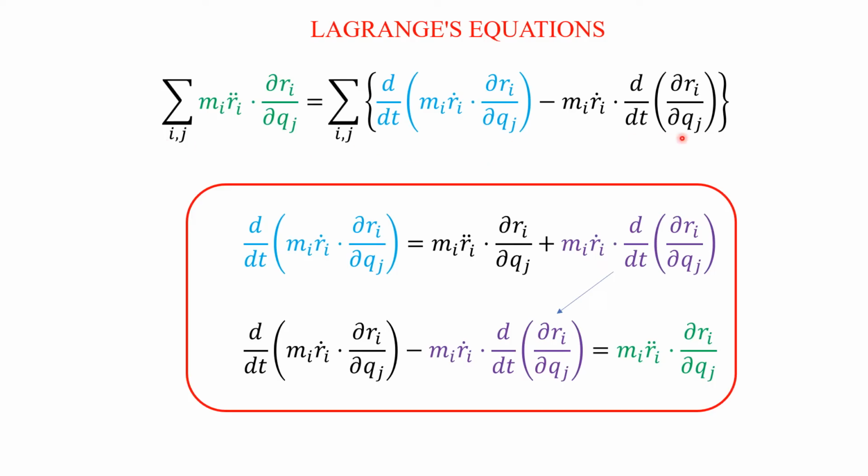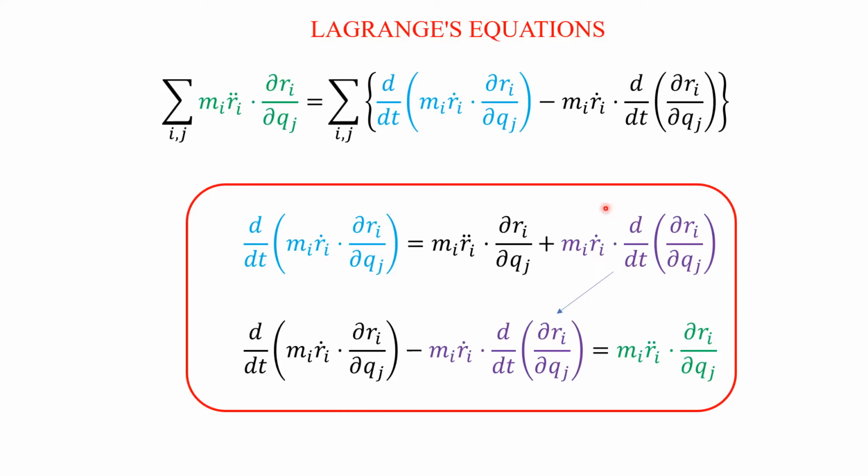Now we will see how we arrived at this right hand side. Take the time derivative of mi ri dot times partial ri over partial qj. Now differentiate. First you differentiate ri dot; because mass is a constant, this will become ri double dot, and you keep the partial derivative term as it is. Next, you keep the first two terms, mi ri dot, as they are, and then differentiate the partial derivative term. This will become the time derivative of partial ri over partial qj. You will get it like this.